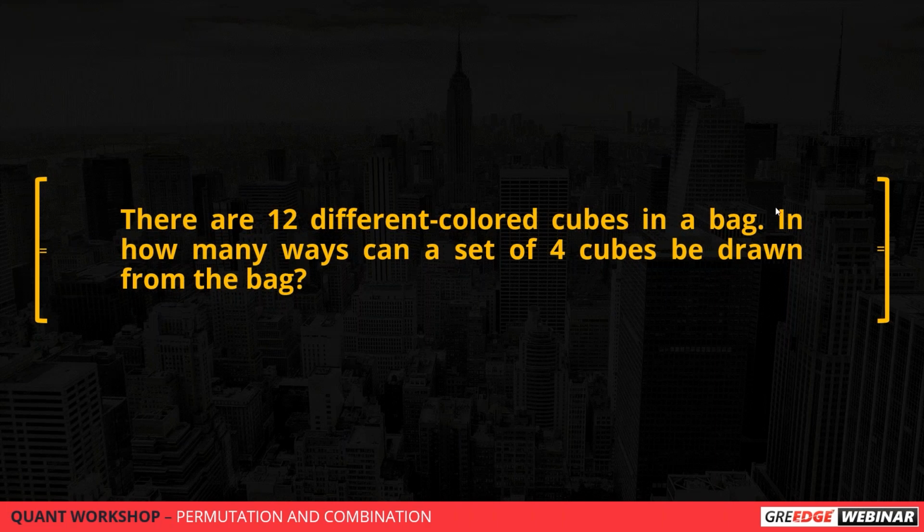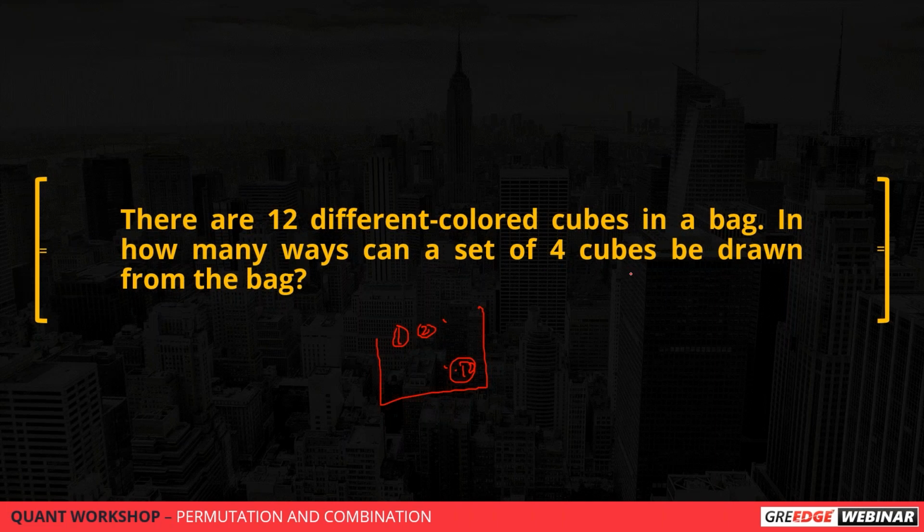Okay, fine. So let me give the answer for this. I think most of you got the right answer. That's great. So most of you got the exact answer, 495. That's great, guys. Okay. So what is the question again? Let me decipher this. There are 12 different color cubes in a bag. Okay. So it is a bag. It has 12 colors. Let me number the colors 2, 3, 4, and up to 12. And how many ways can a set of 4 cubes be drawn from the bag?